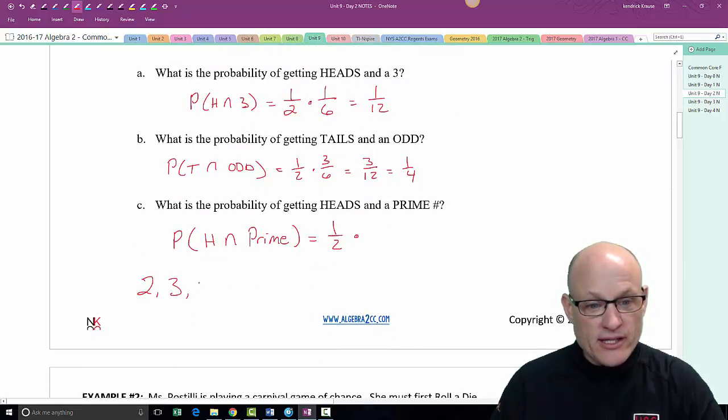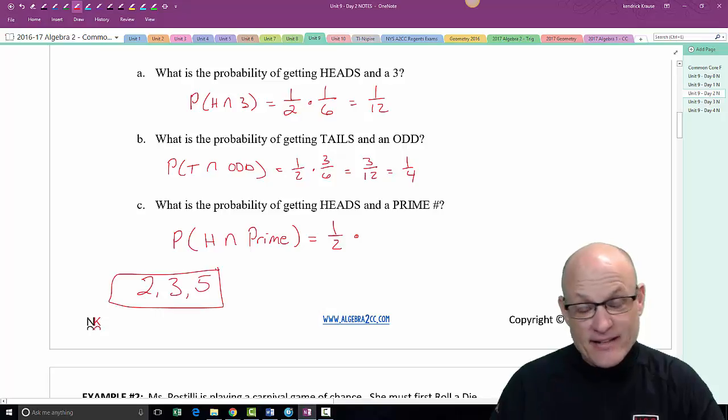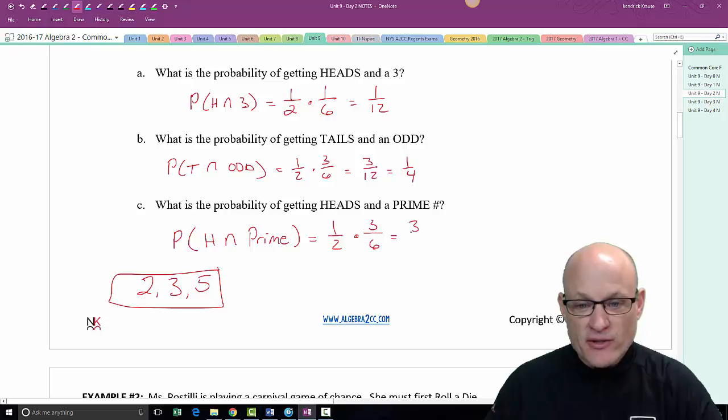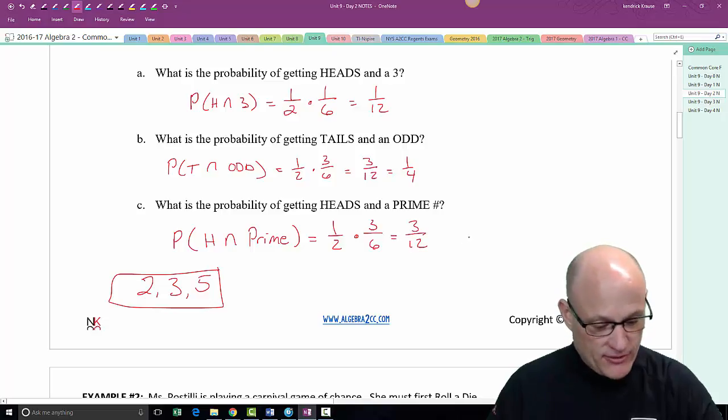It has 2 factors. So there are 3 numbers that are prime. 2, 3, and 5. On a die. There's lots of prime numbers, but those are the 3 that are prime on a die. So 3 out of 6 on this as well. So this is also a 3 out of 12 chance.